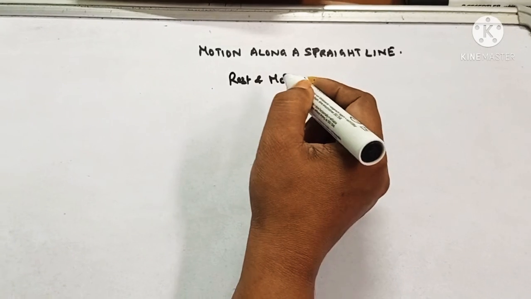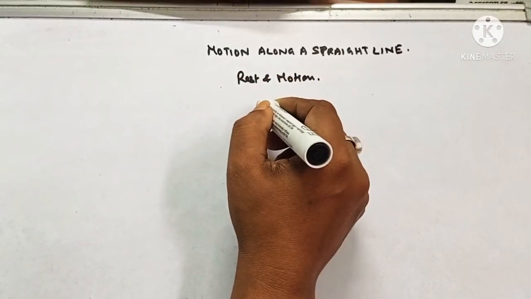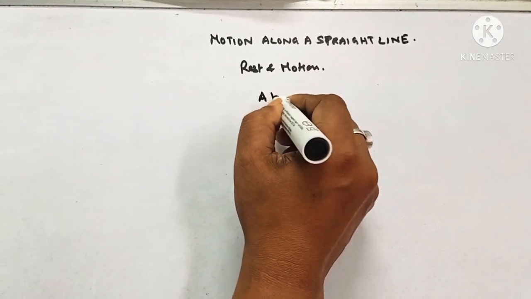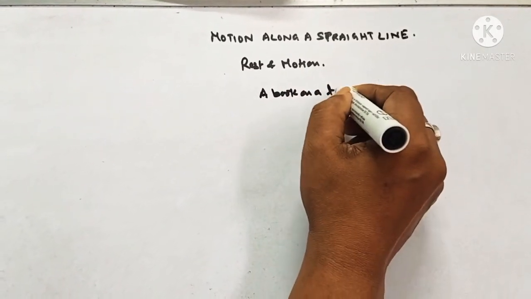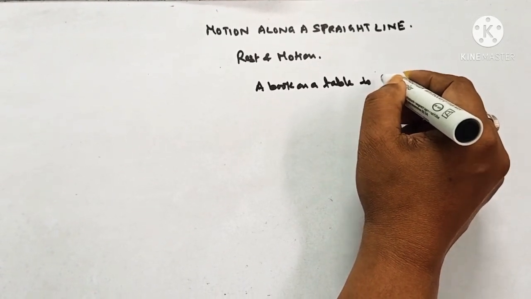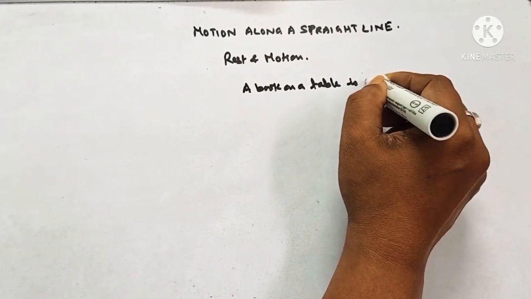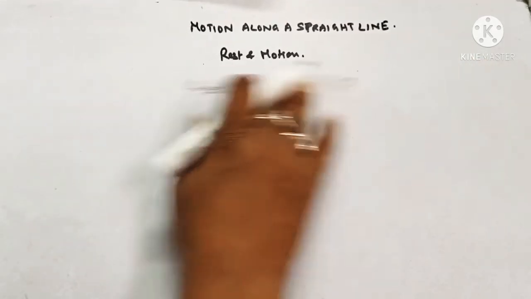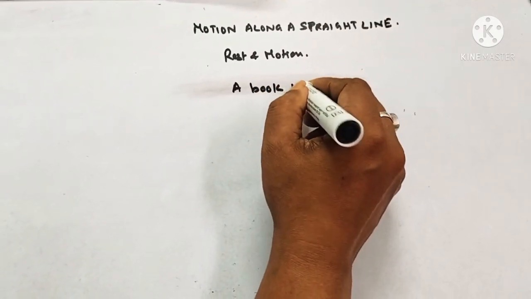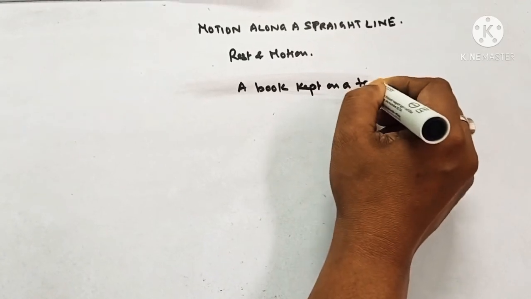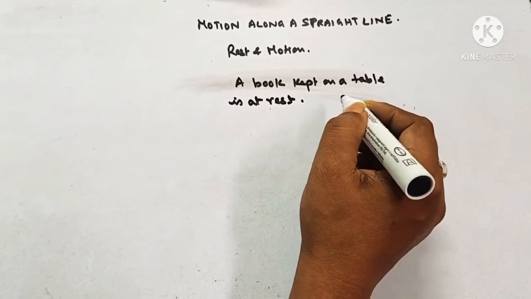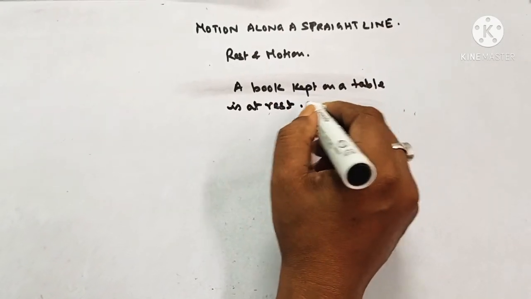It is a little bit difficult to explain rest or motion. Suppose an object, your book on a table. A book kept on a table is at rest. This is at rest.